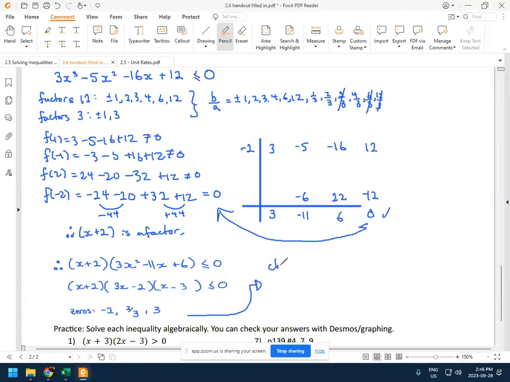Chart method. Write out all my x-intercepts and vertical asymptotes in order. So that's a negative 2, 2 over 3, and then a 3, and then it moves on forever. Write down anything here that would change the sign: x plus 2, 3x minus 2, and x minus 3.